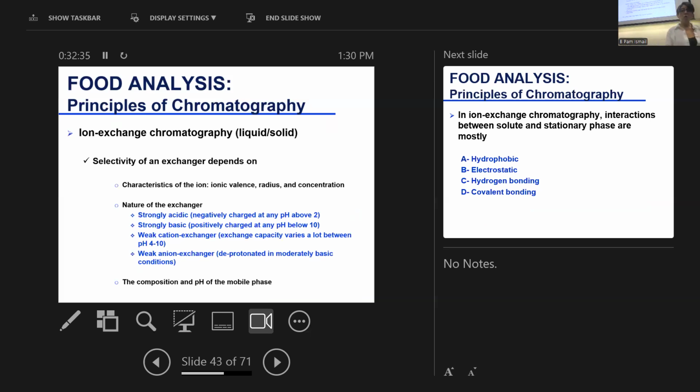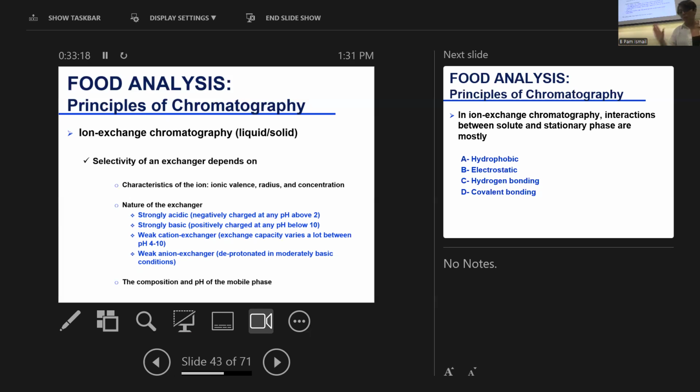Okay, so you can choose your stationary phase based on the selectivity that you want. Selectivity meaning what molecules you want to separate and how much resolution you want to get. So you need to understand your molecules, their charge. When we talk about charge, it's not only plus or minus. You have to remember something of your chemistry, ionic valence. So what is the charge in that outer energy level or shell? So the valence, and then the radius and how much concentration.